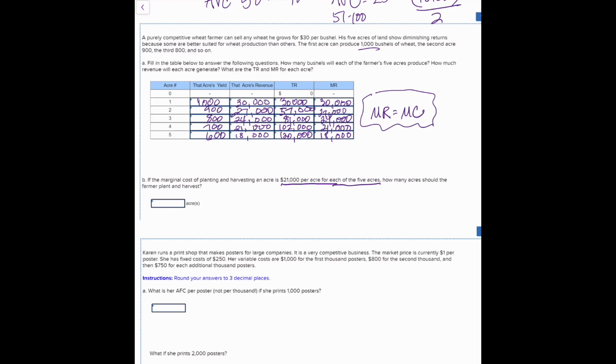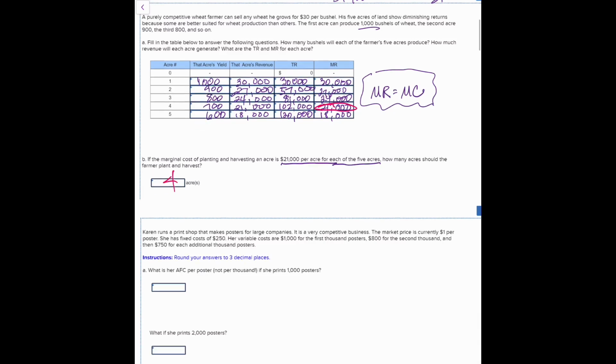How much? And this is a how much decision. So it says how many acres should the farmer plant and harvest at 21,000. So that means our marginal cost is 21,000, and we're just going to find out where marginal revenue exceeds marginal cost without becoming less than. So right here we have a nice clean break where we can see it, and that is going to be right here at 21,000. So in this case, the profit maximizing decision is at 4 acres, where marginal revenue of 21,000 is equal to that marginal cost.